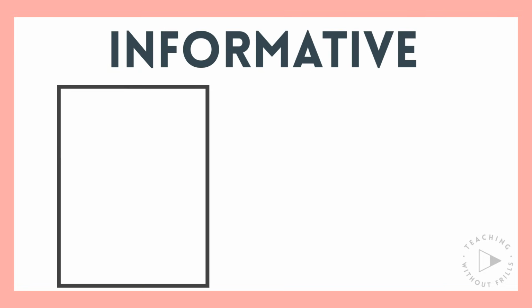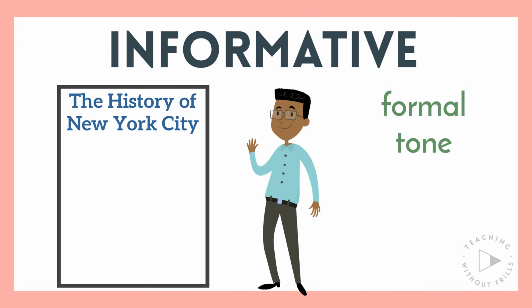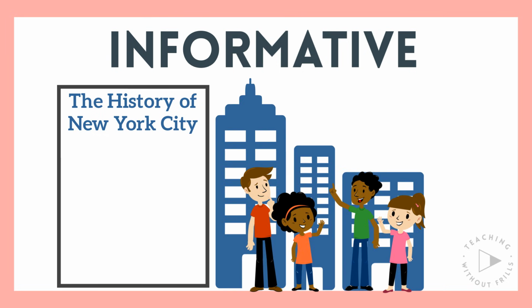Let's say I'm writing an informative report about the history of New York City. If I'm writing a report for my teacher, I'll use a formal tone and include detailed descriptions to show what I know about the topic. If I'm writing for an audience of other students who live in New York, I'll probably use a more informal tone, and I'll need to consider what they might already know.